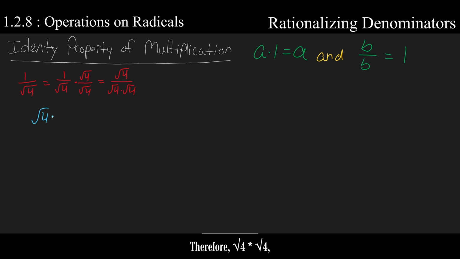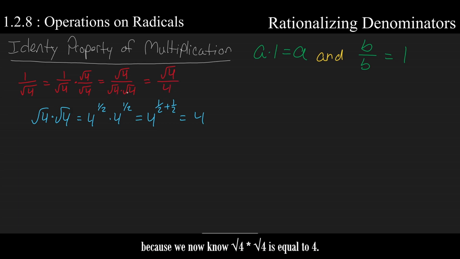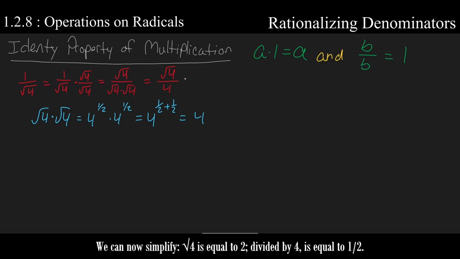Therefore, the square root of 4 times the square root of 4, which you know is 4 to the 1/2 times 4 to the 1/2, becomes 4 to the 1/2 plus 1/2, which equals 4. We now have the square root of 4 divided by 4, because we know the square root of 4 times the square root of 4 is equal to 4. We can now simplify. The square root of 4 is equal to 2 divided by 4, which equals 1/2.